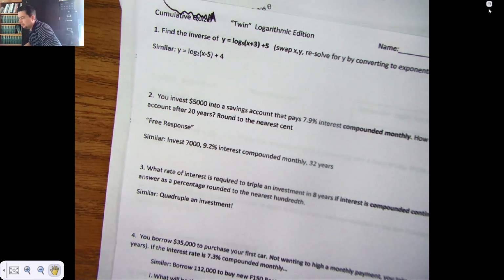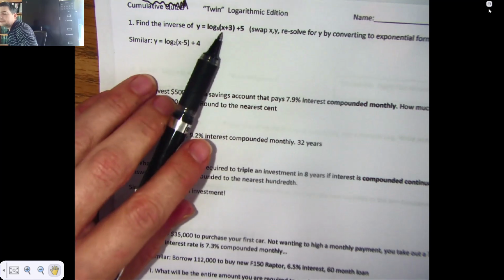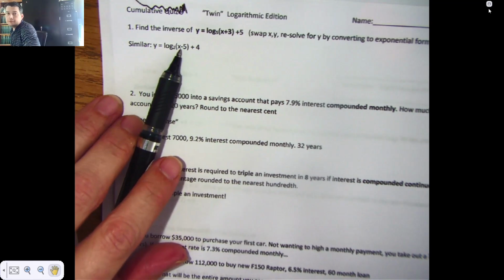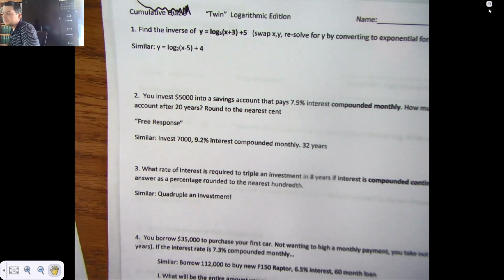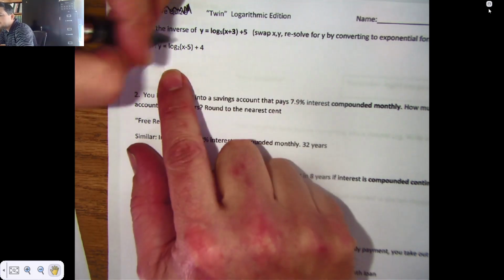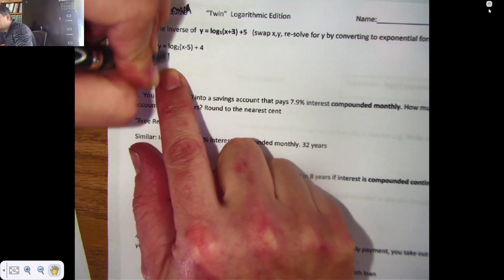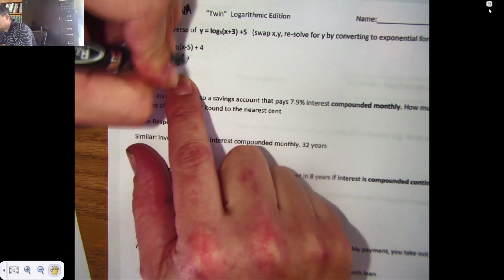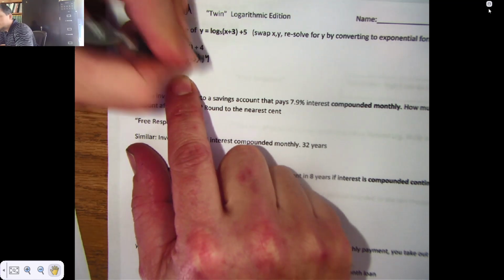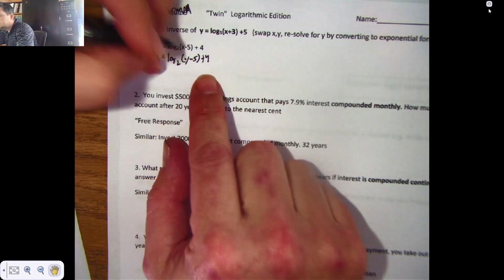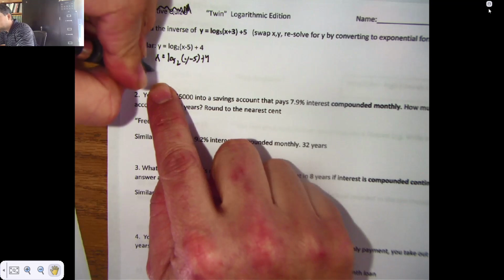Here's your practice sheet for it. So you'll have to figure out the inverse of that. I'm going to work on this one, a similar question. Everything's about the same. Step one is to swap x and y. And then we isolate the logarithm. We're going to subtract 4.